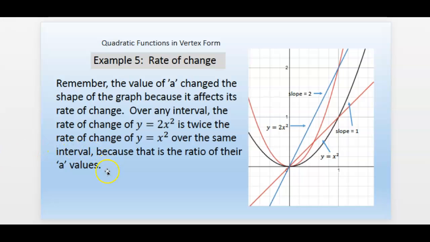Like the last one, guys, I've been talking a lot about rate of change. Just remember that the value of a changes the shape of the graph because it affects its rate of change. So over any interval, the rate of change of 2x squared is twice the rate of change of x squared over the same interval. Because again, that's the ratio of their a values. You guys can take a look at this graph. There's a lot going on here. I'm not sure this is going to be on the test or not. We already talked about it once, but I might put it on this test.